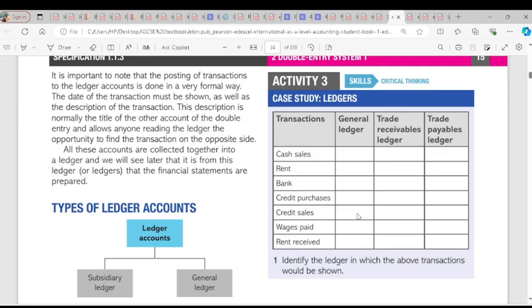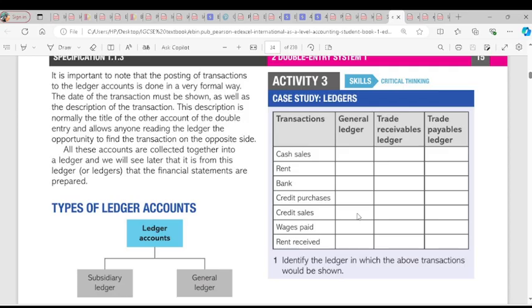Is credit sales the same as cash sales? No. What is cash sales? Cash sales gives you revenue. What does it mean? It means you sold and you received the cash. Yes. Now credit sales is what? You receive from a third party, which is a subsidiary ledger.